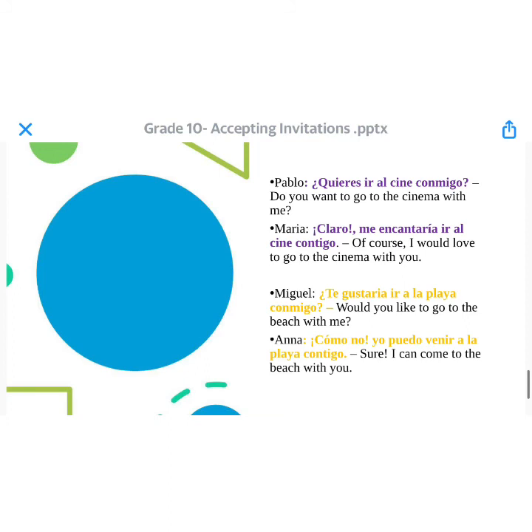In the second example, we see where Miguel is inviting Ana to the beach, and she responds by saying, ¿Cómo no? Yo puedo venir a la playa contigo. So she added, sure, and then she said, I can come to the beach with you. So students, you can add any of those phrases to the methods of accepting invitations.